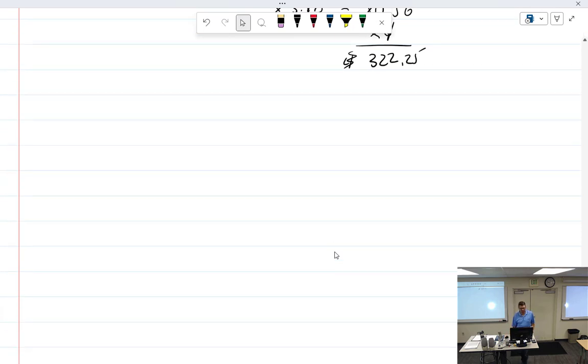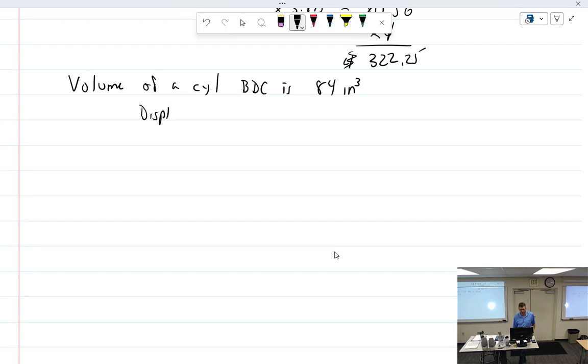The volume of a cylinder. The volume of a cylinder with the piston at bottom dead center, BDC, is 84 cubic inches, and the piston displacement is 70 cubic inches. What is the compression ratio? We can kind of work this one together for those who need help.